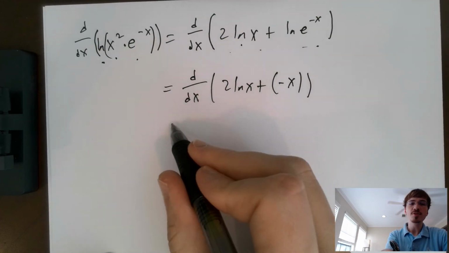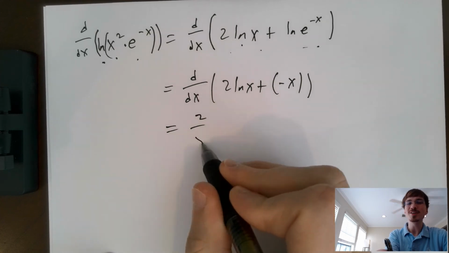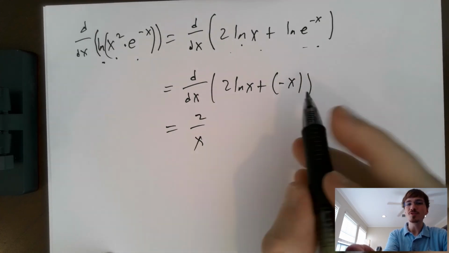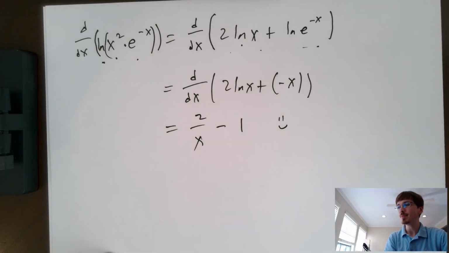Whenever we take the derivative now, what's the derivative of 2 times the natural log of x? That's 2 over x, right? The derivative of negative x is just minus 1. And that's super nice. Easy peasy, right? Cool.